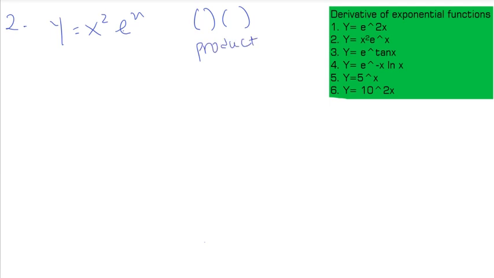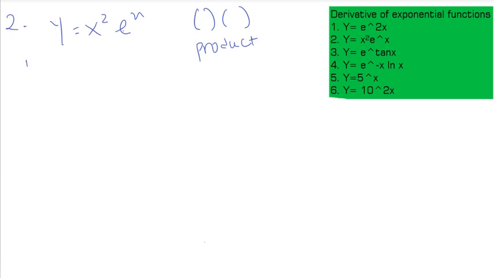So question 2. For question 2 now, we have y is equal to x squared e to the power of x. So now this one, we are not just having e to the power of x, we have another term, right? So x squared is multiplying e to the power of x. Remember, when two things are multiplying, we use product rule. So that means we're going to be using product rule for this.